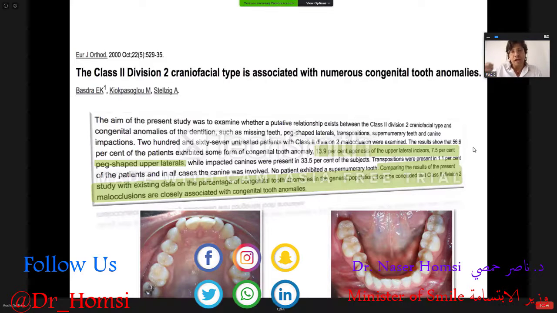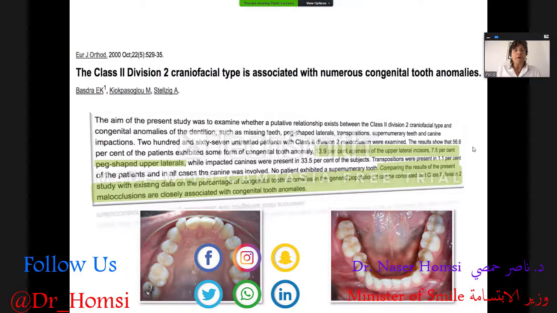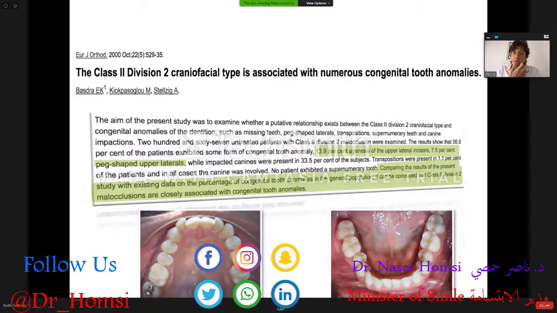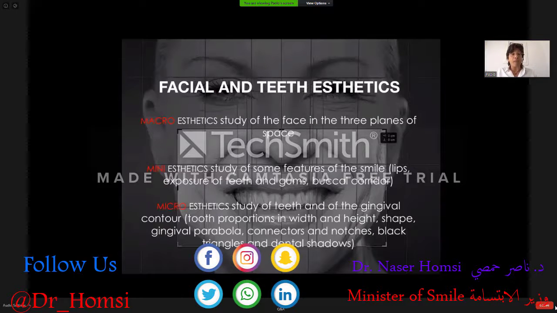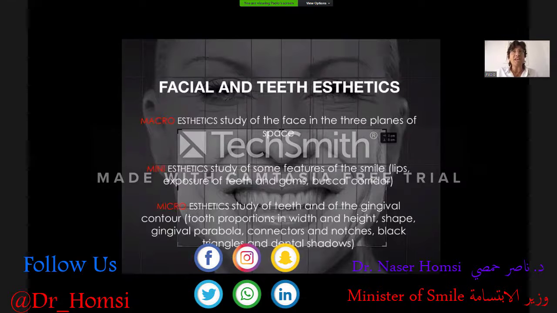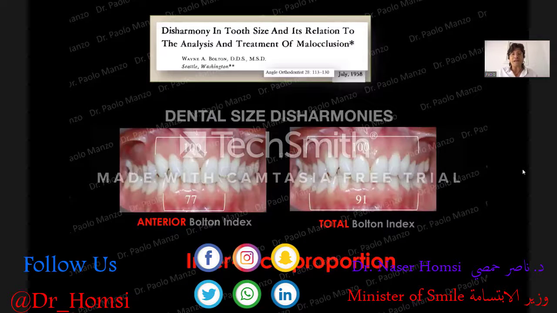We can use a digital caliper, we can use a manual caliper, but we need to measure. We can measure on the cast, we can measure on the scan, whenever we want. But it's important to mention that 7.5% of these patients have a dental size problem. And when the dental size problem is an inter-arch discrepancy, it means we are talking about microaesthetics. So we are not talking only about orthodontics. This kind of inter-arch proportion has been described very well in a milestone of the literature, a paper published in 1958 by Wayne Bolton in Seattle in the Angle Orthodontist.